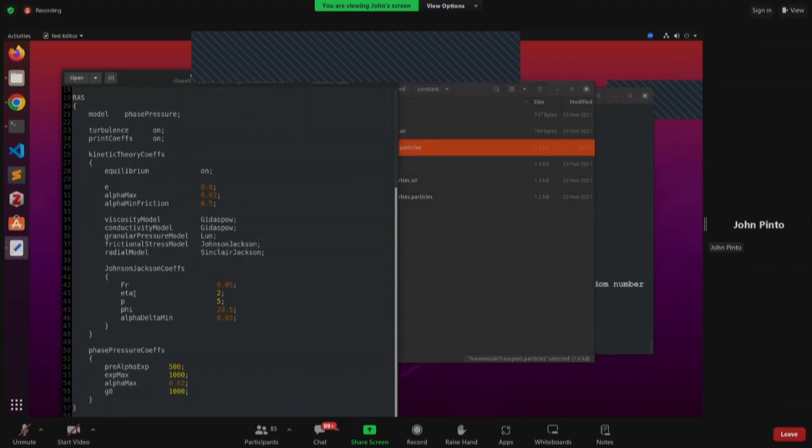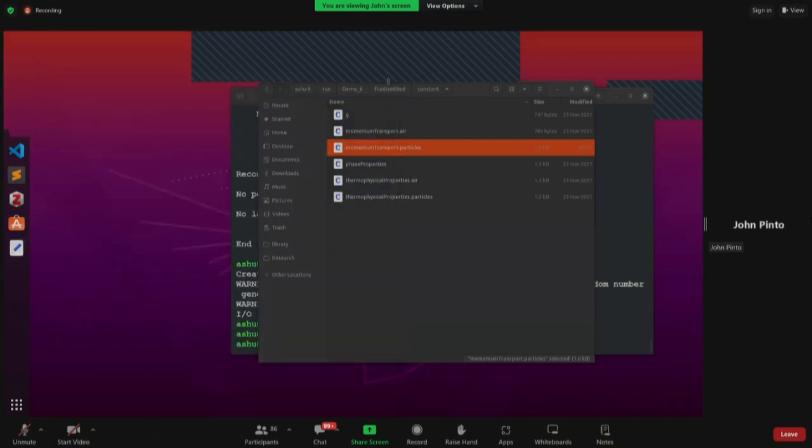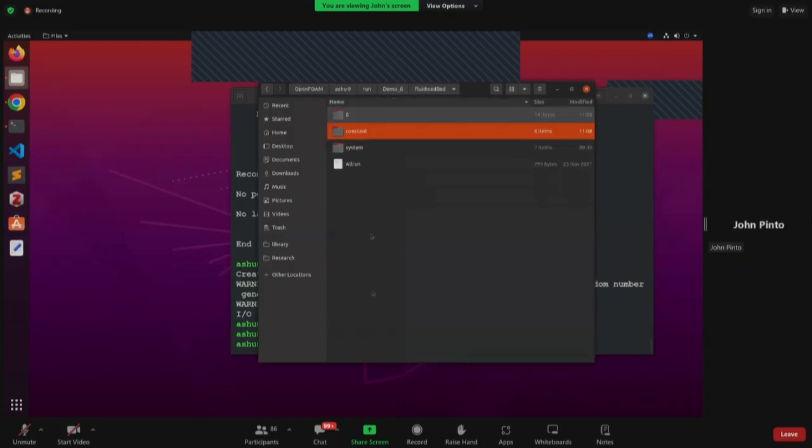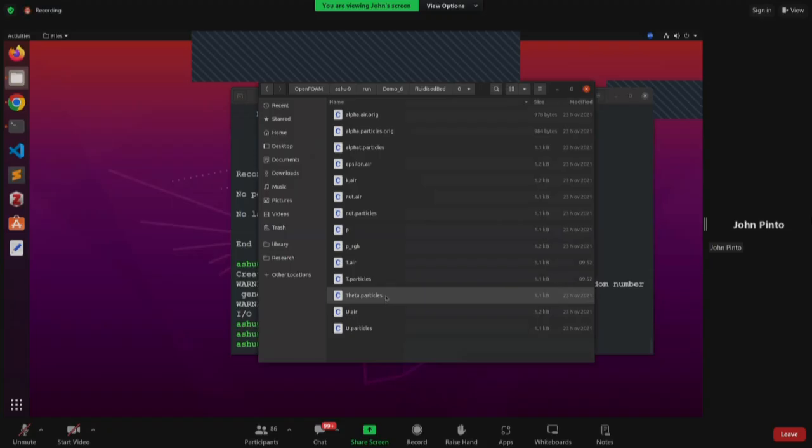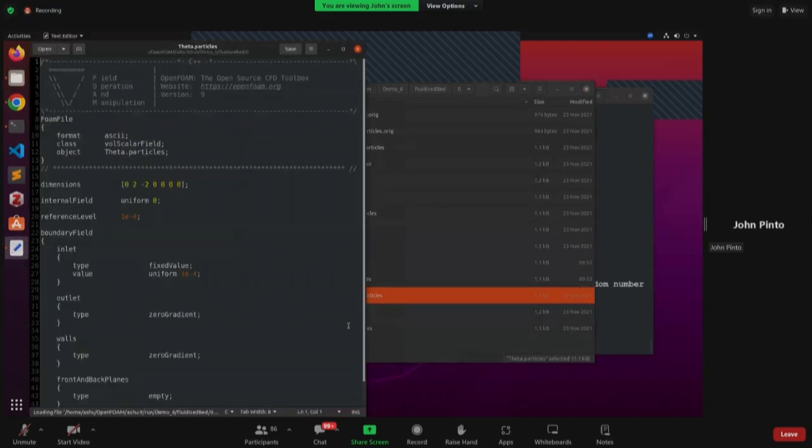Now, to calculate these properties, we need to specify the temperature for this field, right? That is done in this zero folder. That is the theta for the particles. So this is what we are going to specify.